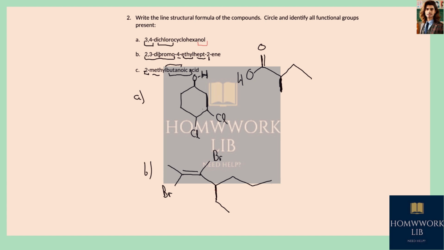Now, in terms of the functional groups that we need to identify, over here on compound C, this section corresponds to carboxylic acid. On compound A, the OH corresponds to an alcohol. The chlorine atoms are going to be halogens. And in compound B, the bromines are as well halogens. And over here, we're going to have an alkene group.